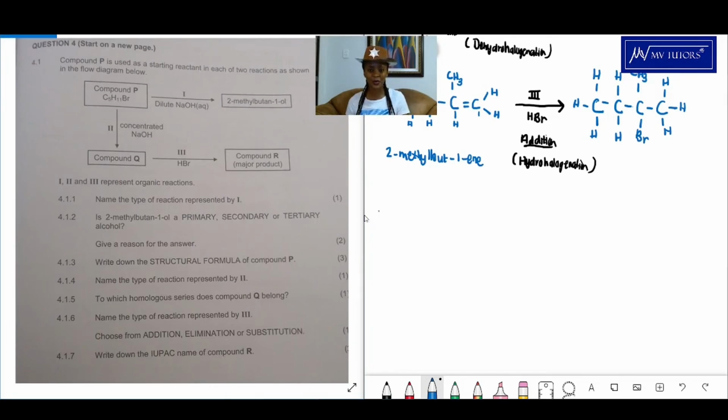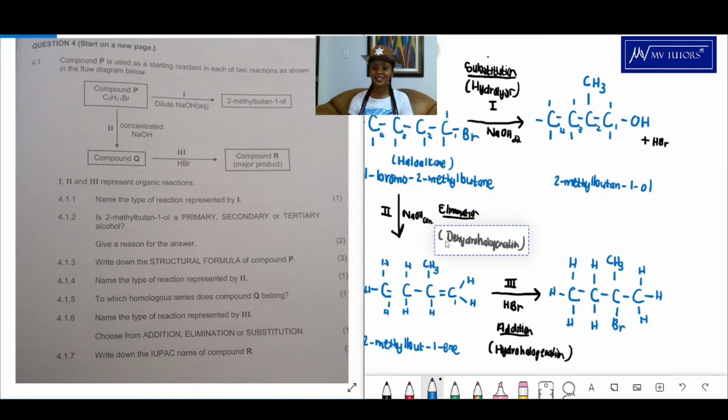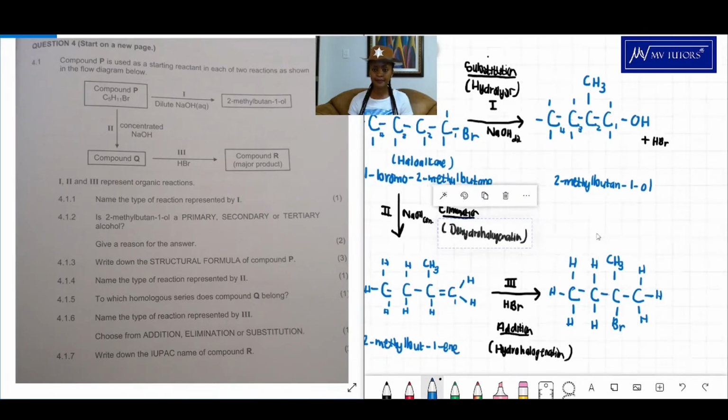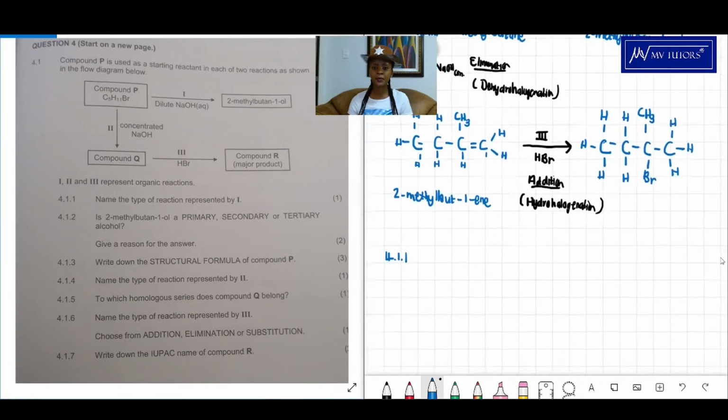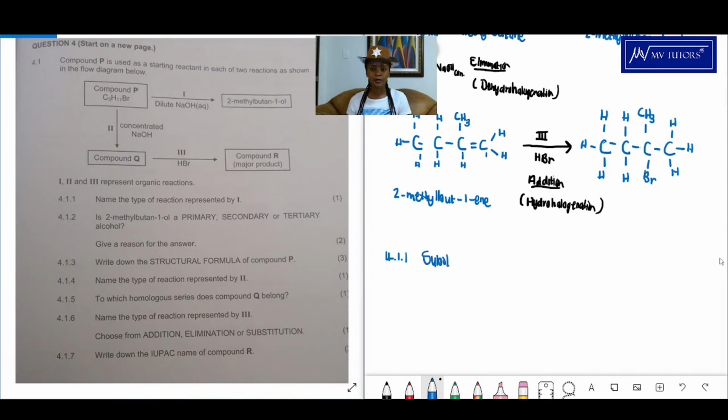Okay, so 4.1.1. Name the type of reaction represented by 1. Well, we did say it is a substitution reaction. If you want to go deeper, you can say hydrolysis reaction. So substitution reaction, hydrolysis. All right, so 4.1.2 is 2-methyl-butane-1-ol a primary, secondary, or tertiary alcohol?